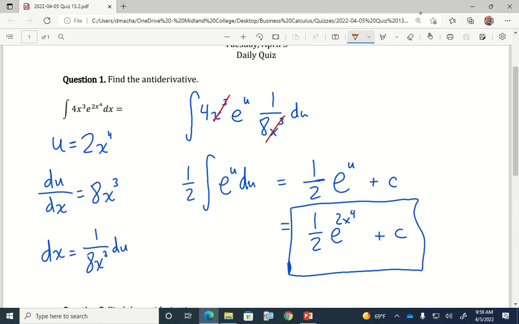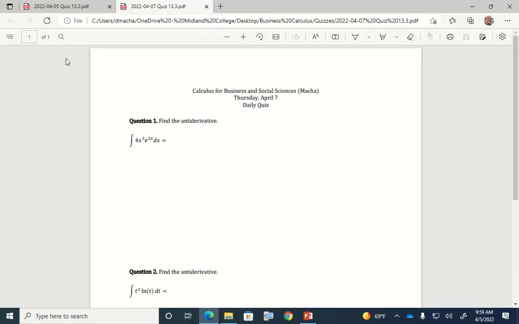Okay, any last questions about this quiz? And we'll move on to today. Today we're doing something that I think is a little bit more challenging. This might be one of the most challenging concepts that we're going to learn this semester. And it's called integration by parts.